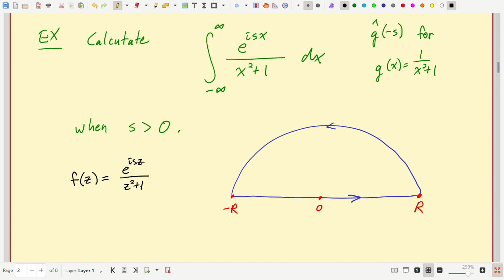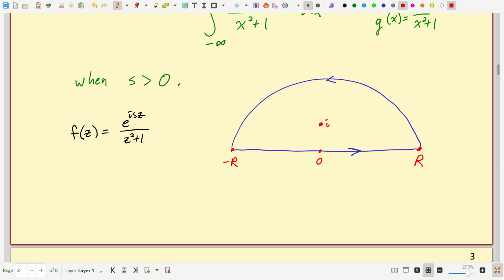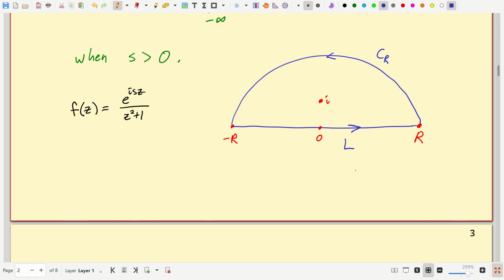That has a single bad spot inside that D, namely at plus and minus i. Well, minus i is outside, but plus i is inside. So, in fact, that's going to turn out to be a pole. And so there's a single spot where there's an isolated singularity. And I'm going to call this circular part C sub R, and I'm going to call this line part L. Let's first think about the line part.